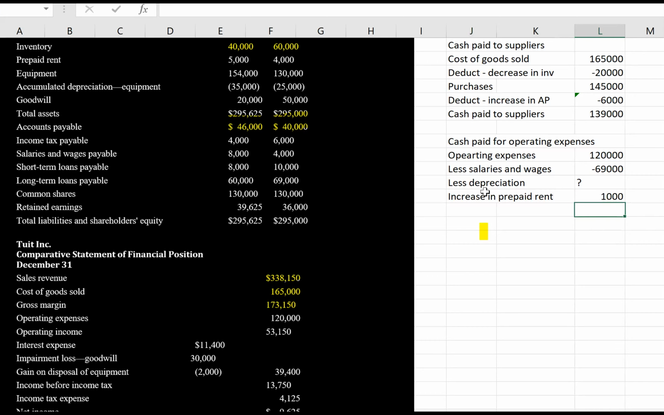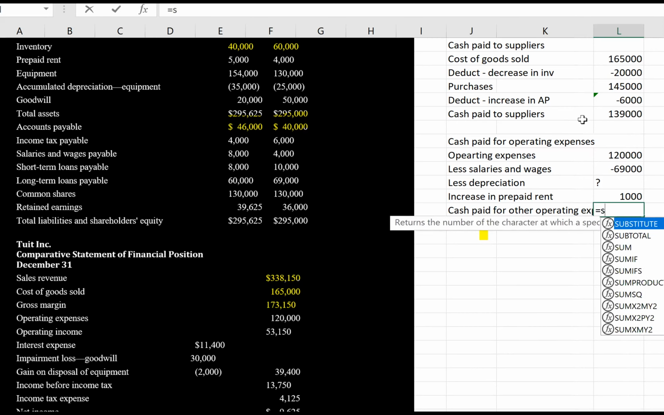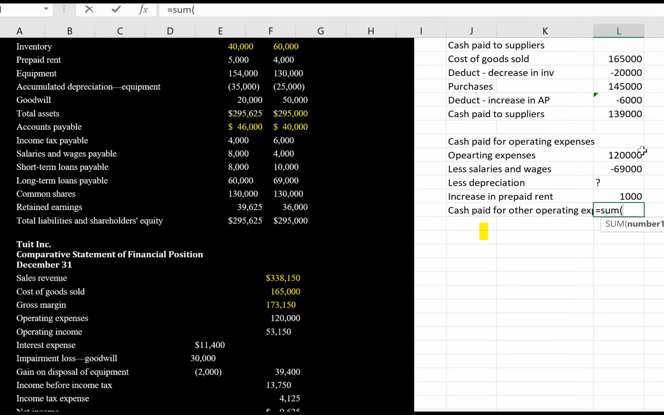So prepaid rent increased by 1,000, which is a use of cash. It means that we must have paid extra cash for prepaid rent, so we're going to include that there. And then we're going to have cash paid for other operating expenses, it doesn't really matter, and it's going to be the sum of these. Now, obviously, we can't sum it up quite yet because we don't know what depreciation expense is. So we need to deal with that next so that we can complete this number.